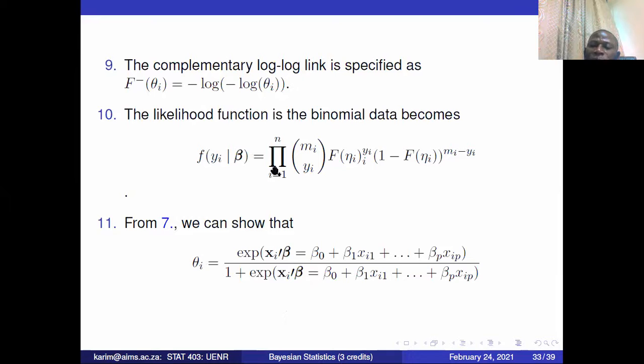Let's write it in that form. So our likelihood function for the binomial data, given the parameters, is going to be the product of the data distribution, which is m_i, that is the number of observations you are going to choose y from. This is just m combination y, m choose y.